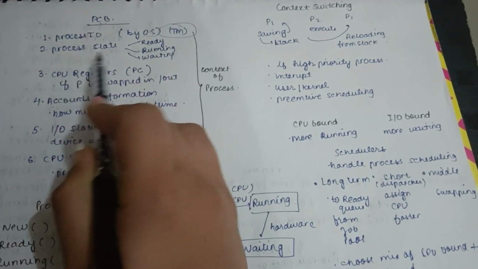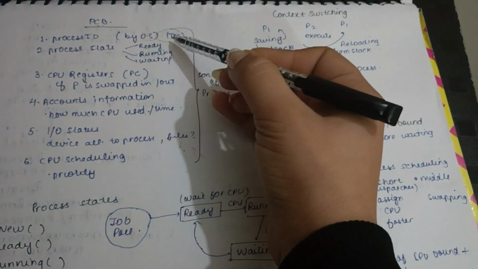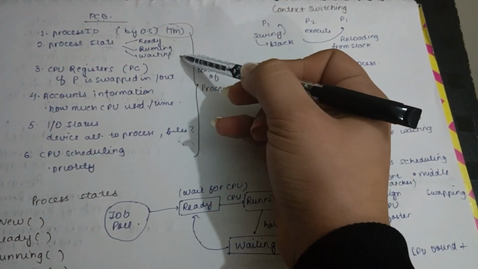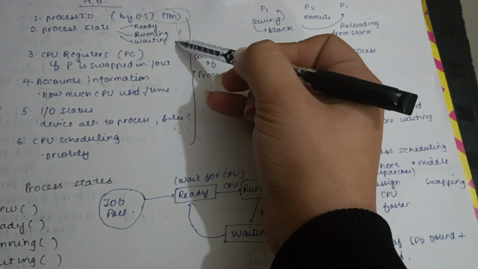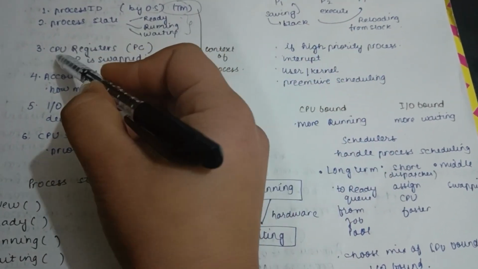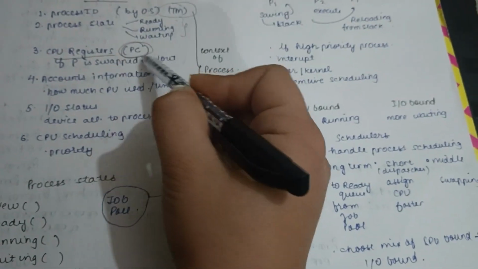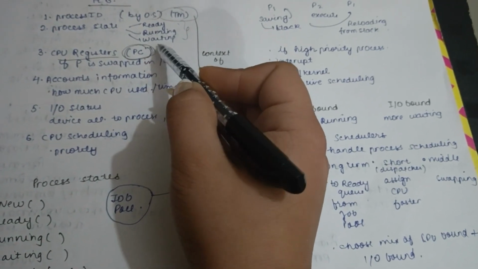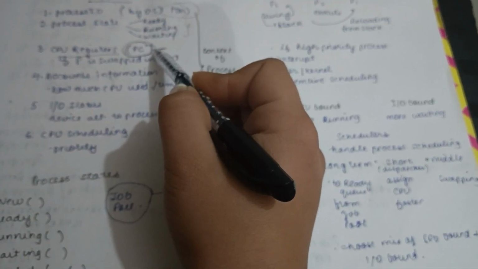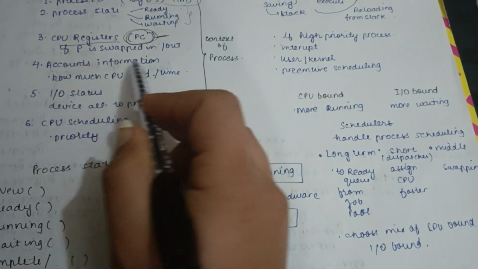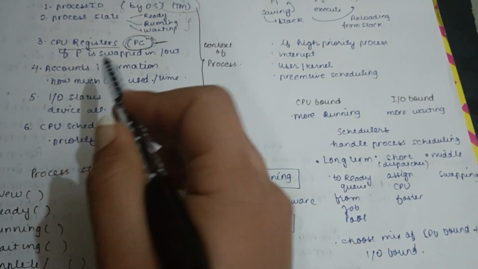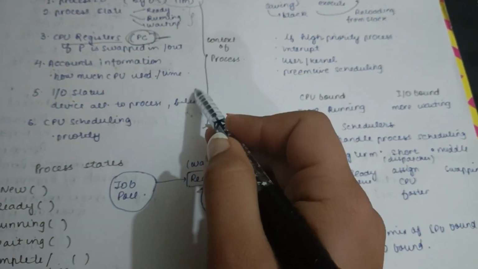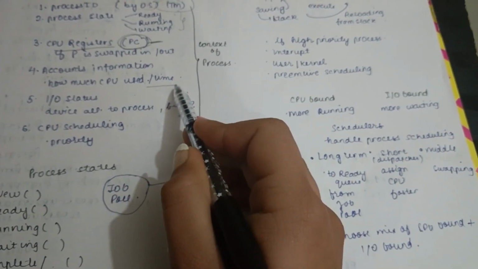Then we have the process states. This tells whether it's in ready state, running state, waiting state, the different stages of process execution. And then we have the CPU registers, which include the program counter, because for reloading and unloading of the data, we need the program counter to start with the process. And then we have accounts information, which states how much CPU is used, for how much time, and how much time is taken to complete a process.